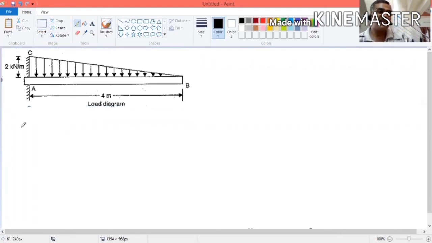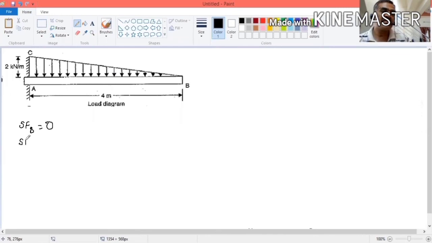Now let us see, what is the shear force at point B? How to calculate the shear force? You have to consider the forces on the right side. Is there any force? There is no point load, but a uniformly varying load is there. The intensity is 2 kilonewton per meter at one end, but here it is 0. Even though the load is there, the distance is 0, so no load will be there. So the shear force is 0 at point B.